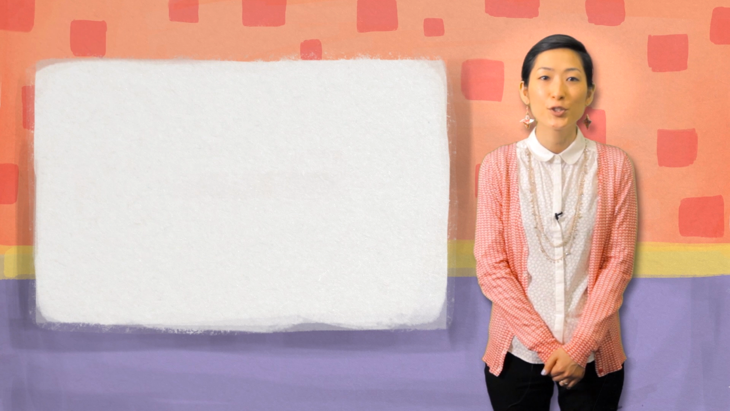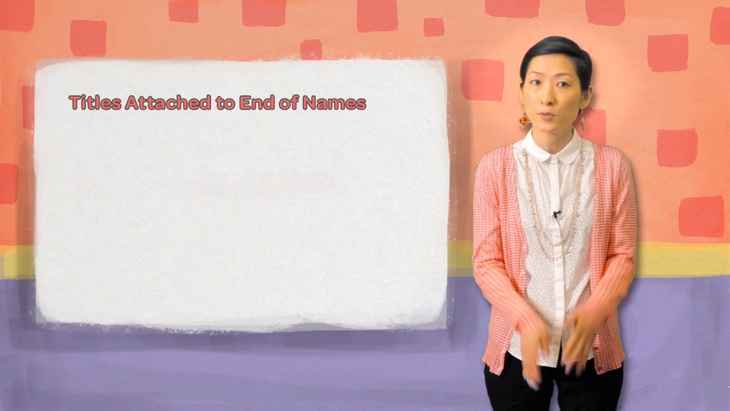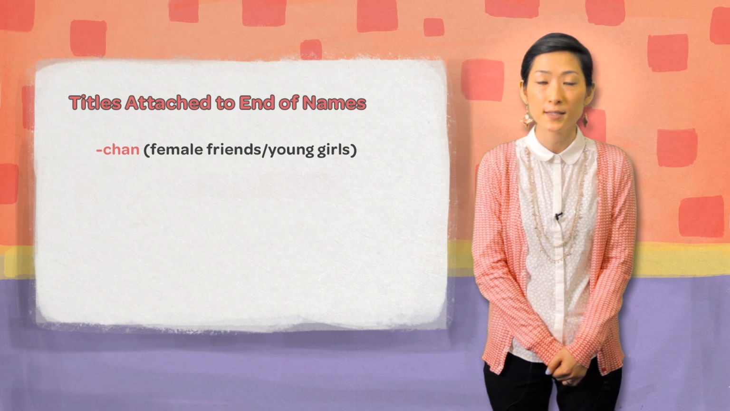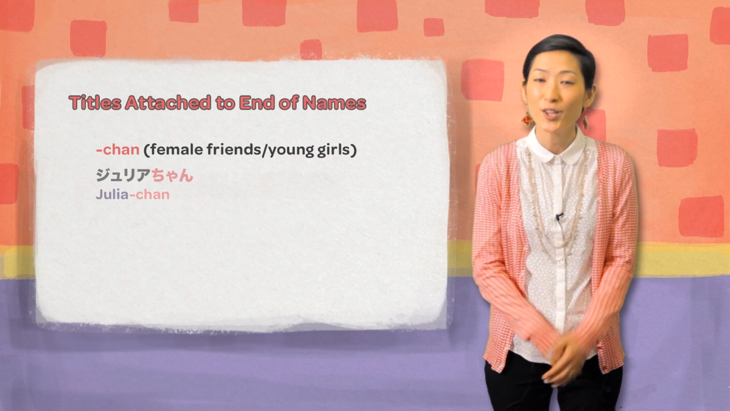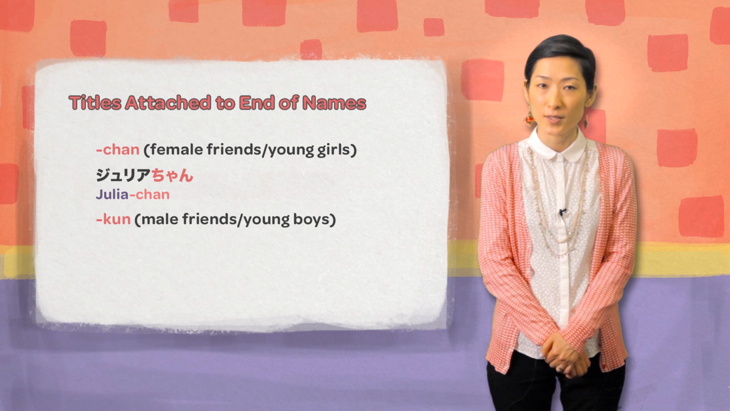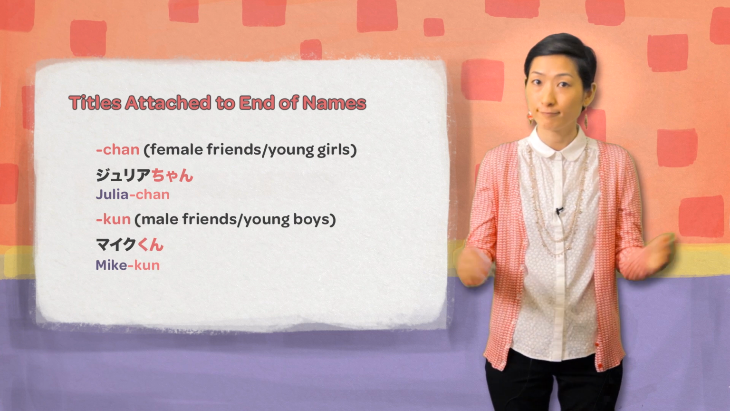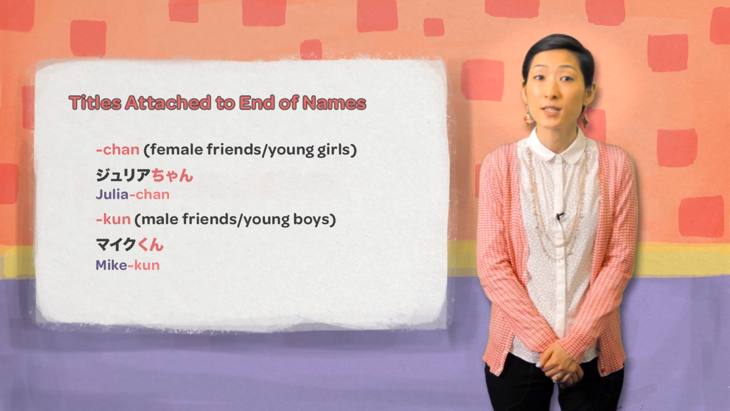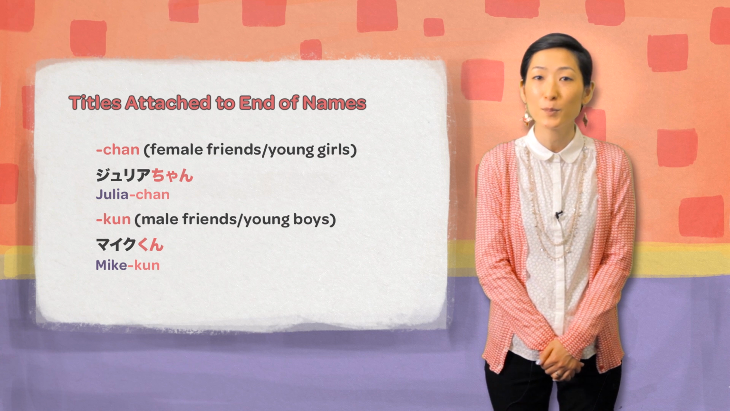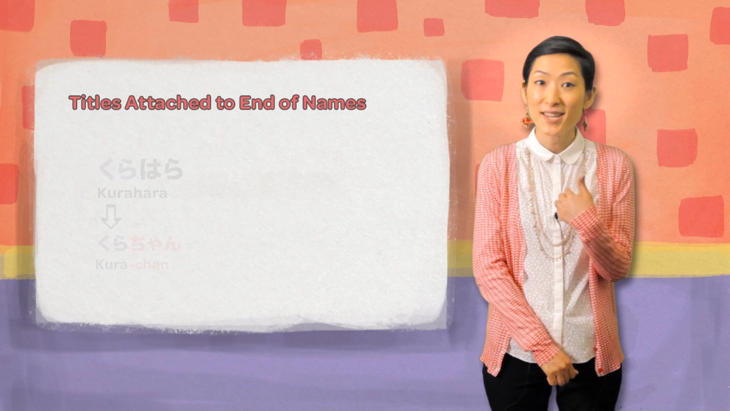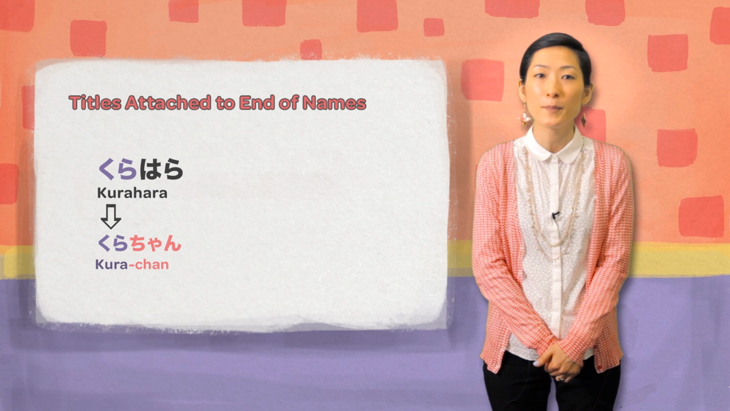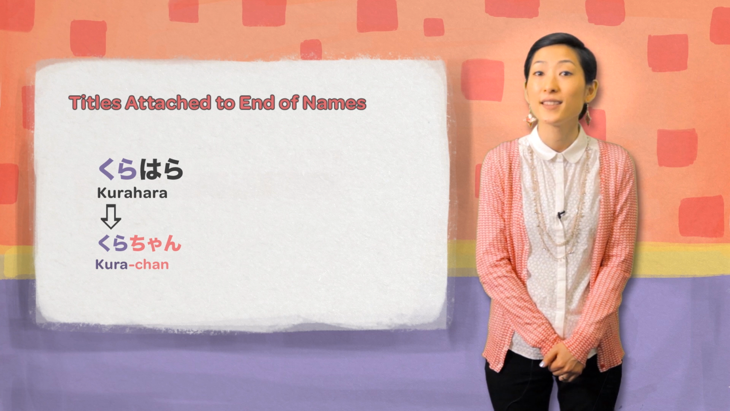It's also common to use some types of titles attached to the end of people's names. Chan is for female friends or young girls. For example, Julia-chan. Kun is for male friends or young boys. For example, Mike-kun. If you watch a lot of anime, you might sometimes hear Chan or Kun in people's nicknames. My nickname in middle school was Kura-chan, which combines a portion of my last name, Kurahara, and Chan.